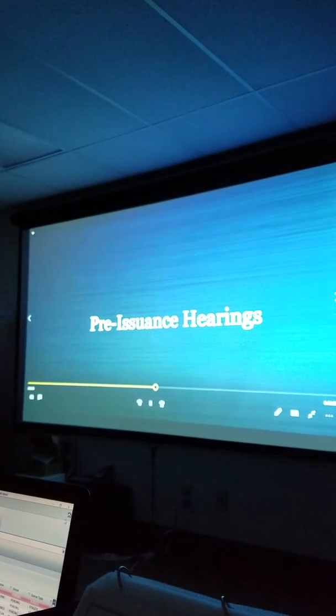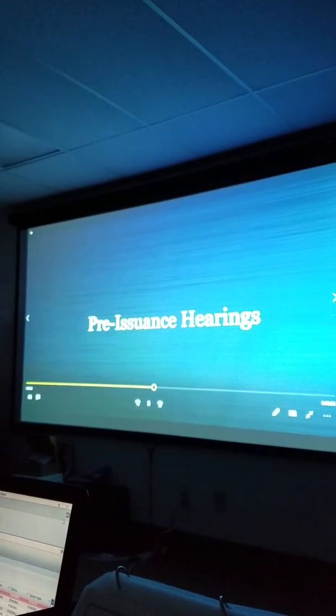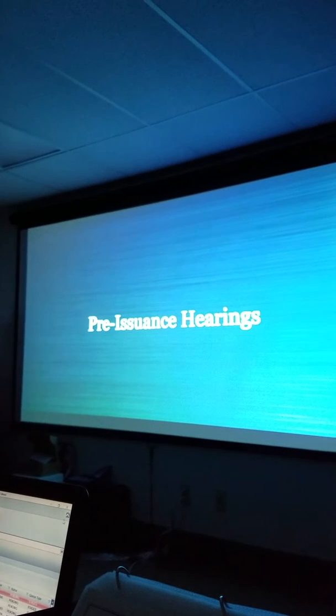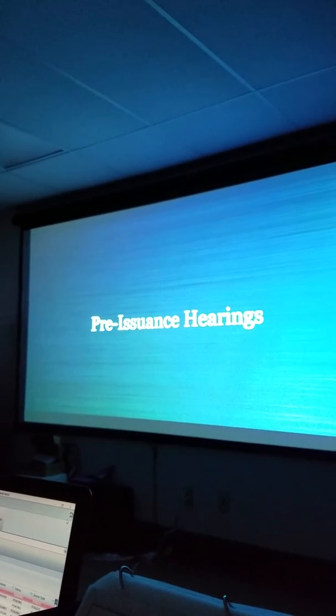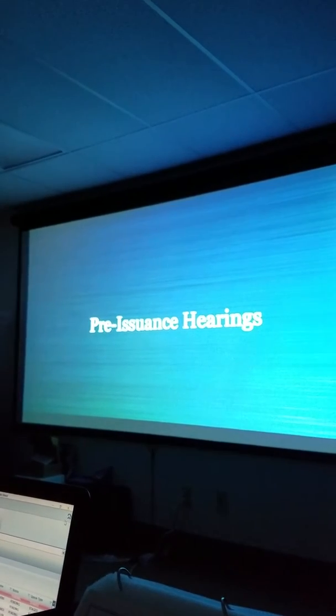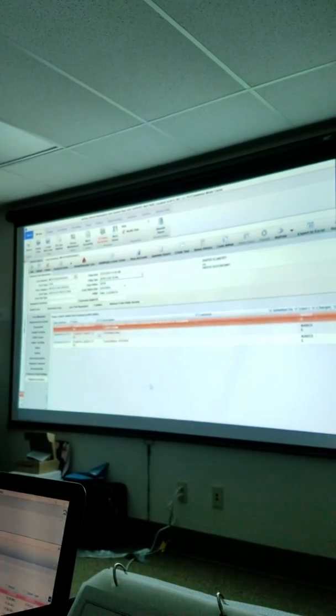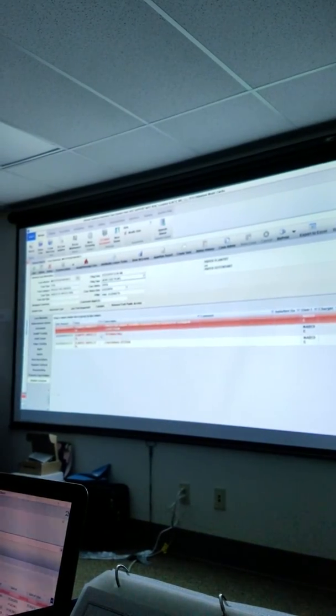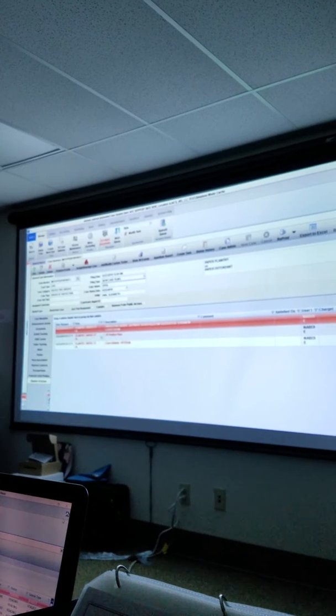Now, a moment ago, we resulted the ex parte hearing and disposed the order. But what if the judge wants to schedule a pre-issuance hearing instead? Here we are in the Register of Actions for a case where the ex parte was scheduled, but the order has not yet been disposed.